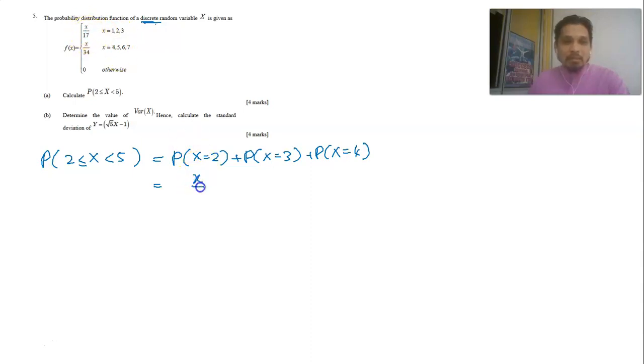So now, when x equal to 2, the function is x over 17. Then when x equal to 3, also x over 17. And when x equal to 4, it is x over 34. So let us turn all the denominators from 17 into 34. 17 times 2 equal to 34, so 2 times 2 equal to 4. 17 times 2 equal to 34, so 3 times 2 equal to 6. 4 plus 6 equal to 10, plus 4 equal to 14 over 34.